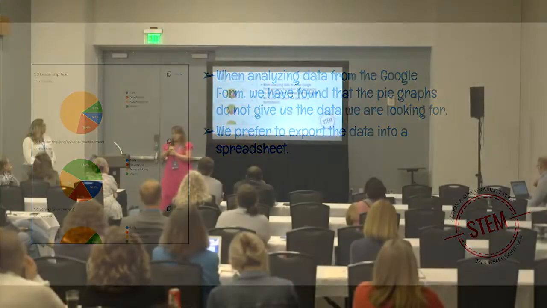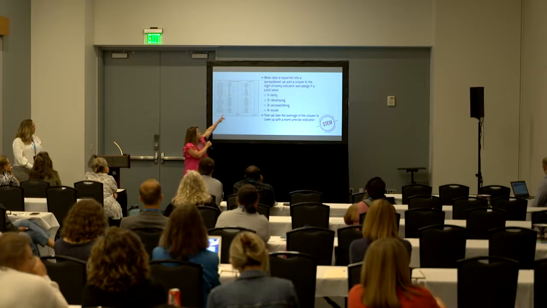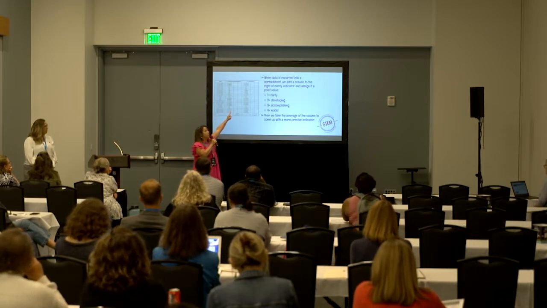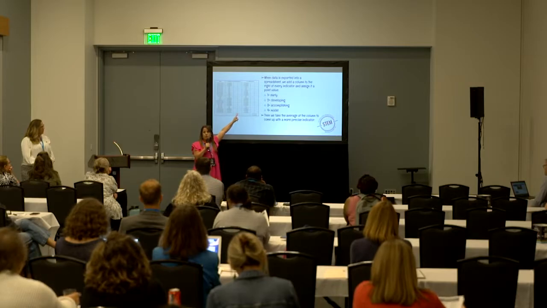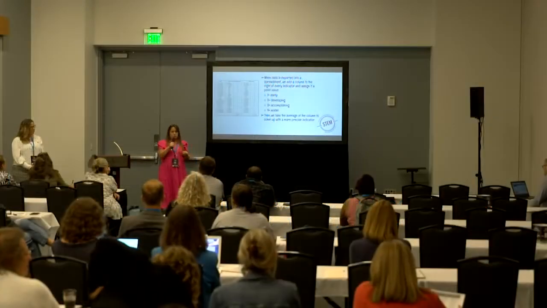I actually prefer to export it into a spreadsheet. And then next to the choice, early, developing, model, et cetera, I add a column to the right, and I assign it the point value. So early is a 1, and this is how TSIN will use it when they evaluate. Early is a 1, developing is a 2, accomplishing 3, model 4. And then when I assign the point value, I run the spreadsheet to average, and I get my average, and this is 2.35. The reason I like this more precise information is, if each spring we revisit this, we can see if we can measure growth in what the staff is perceiving the building to be with their STEM culture and climate.